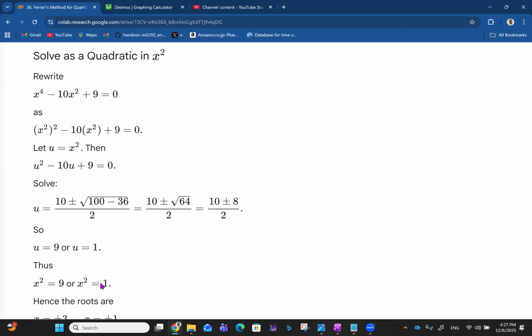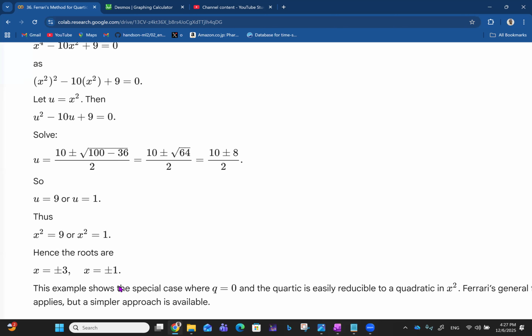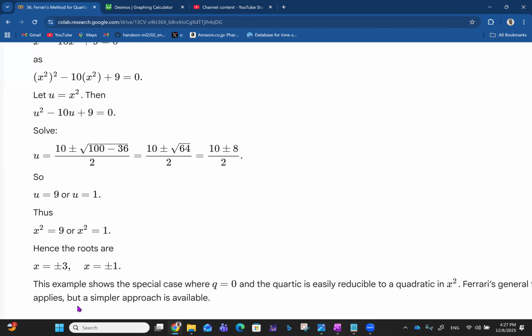Thus, you know that x squared is 9 or x squared is 1. So hence the roots are simply x equals plus or minus 3 if you take the square root of both sides, or x is plus or minus 1. So with this now, you have your 4 results easily.